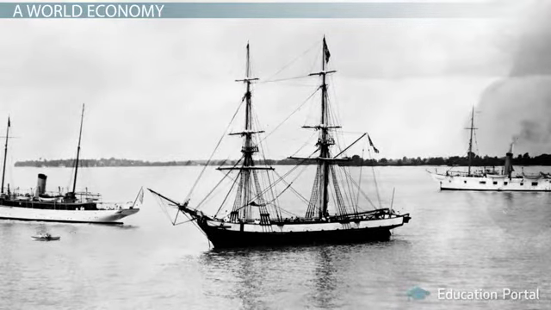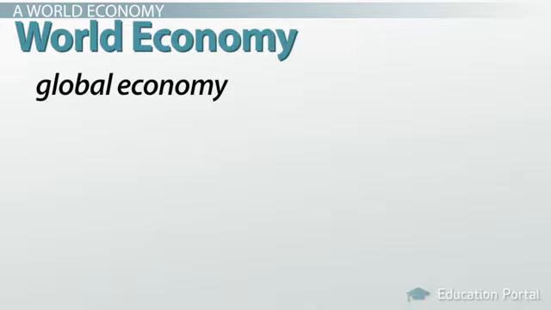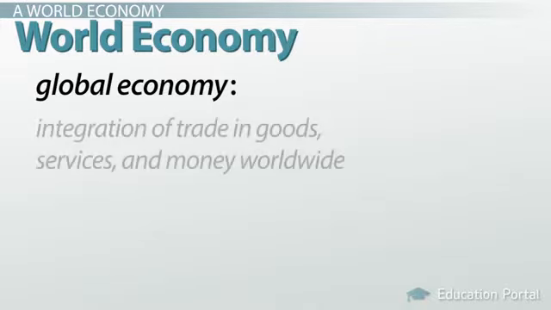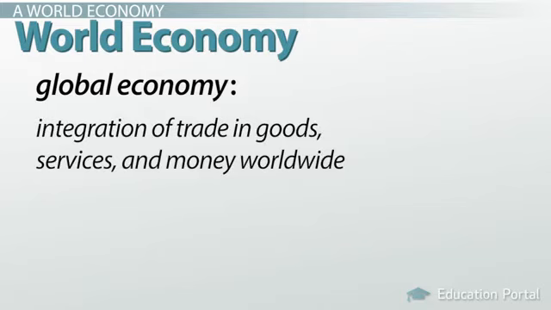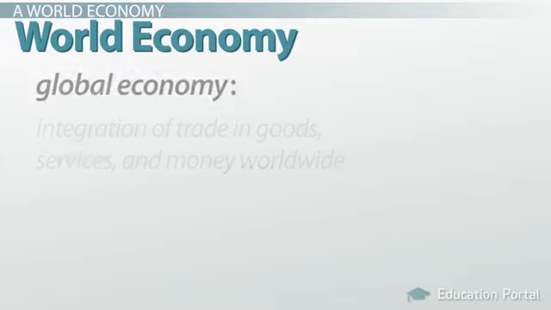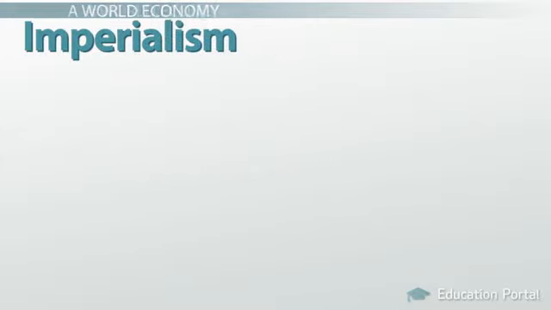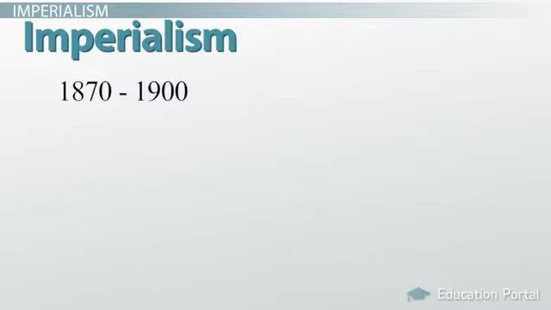What exactly is a world economy? Well, a world economy, or global economy, is simply a description of the integration of trade in goods, services, and money worldwide. The spread of trade and investments abroad is linked with a process called imperialism. Between 1870 and 1900, European imperialism increased tremendously.